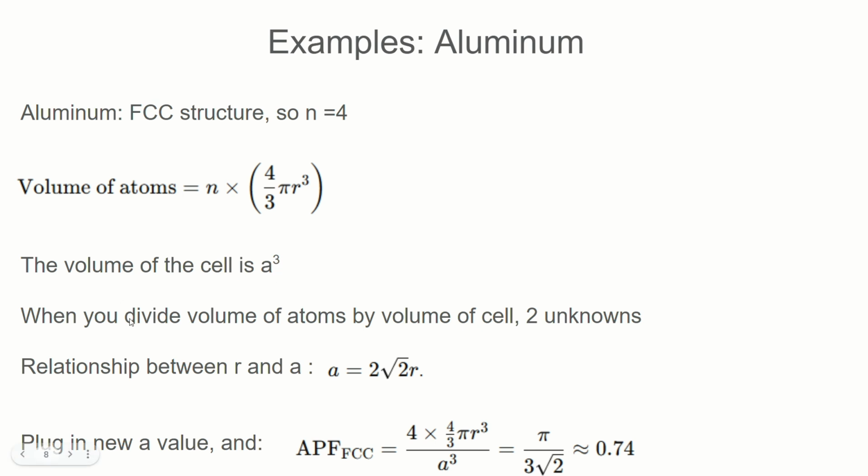When you divide the volume of atoms by the volume of the cell, there are two unknowns, a and R. But we have a relationship between R and a: a is equal to 2 radical 2 R. So plug in 2 radical 2 R for a. The R's will cancel out, leaving you with pi over 3 radical 2, which is approximately 0.74.